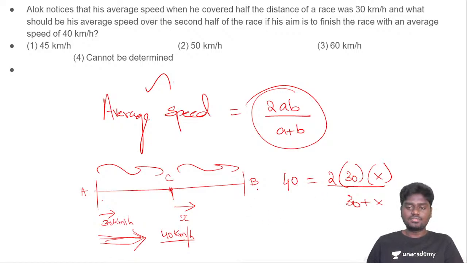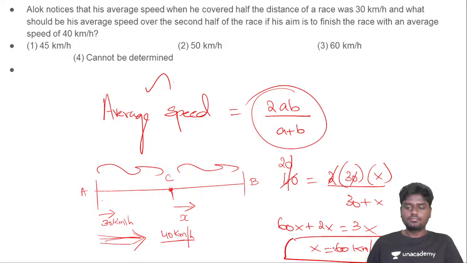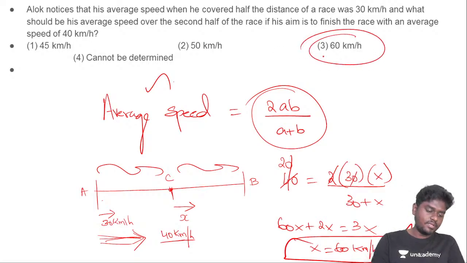So if this goes to this side, how much exactly will it be? This goes, 20 and 0 goes out. So we'll be getting 60x plus 2x is equal to 3x. And the value of x will be what then? The value of x is equal to option 3, 60 km per hour. That's it.